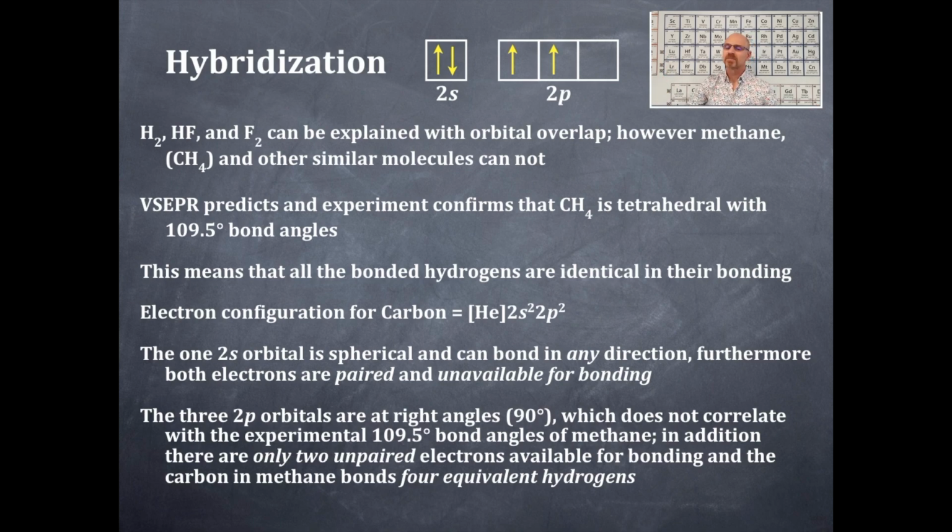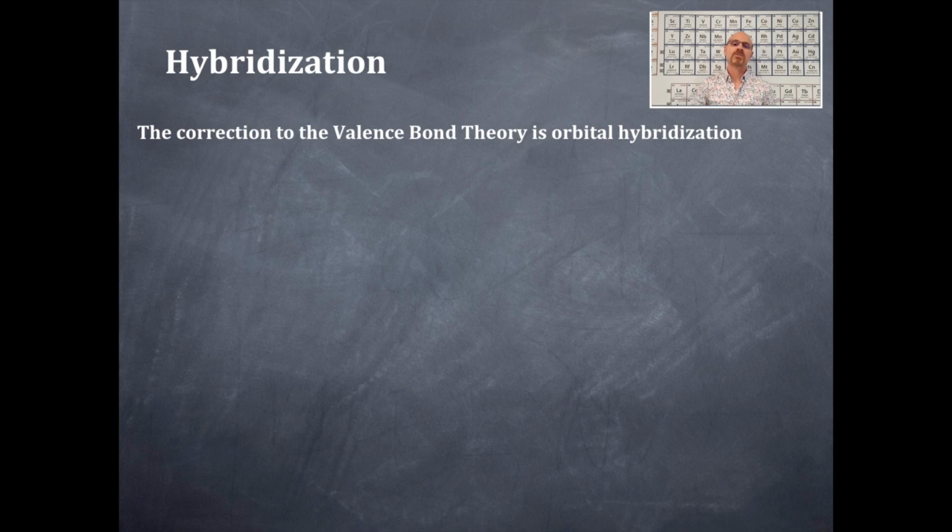What do we do? We have 2 paired electrons and 2 unpaired electrons, and yet there are 4 hydrogens that are going to come in with their own electron and try to overlap orbitals. We can't do that with what we have. So we need to do some more explaining here. To correlate with the valence bond theory is the orbital hybridization process.